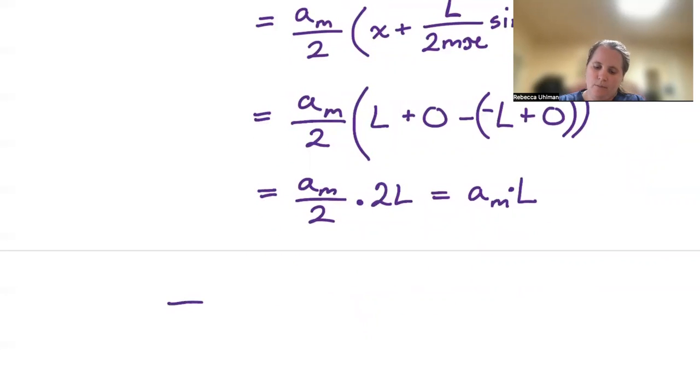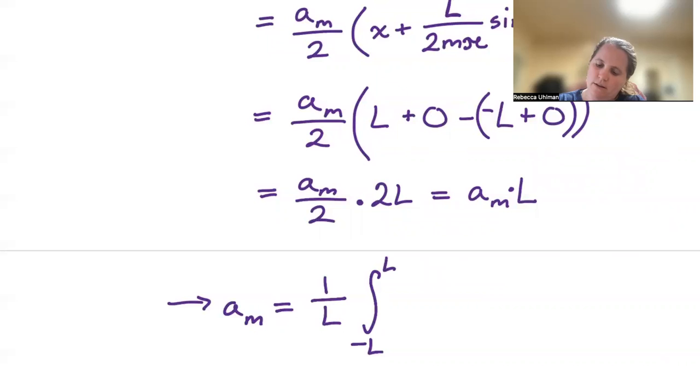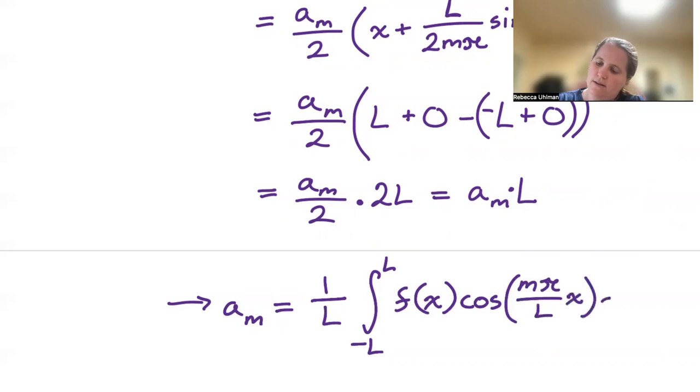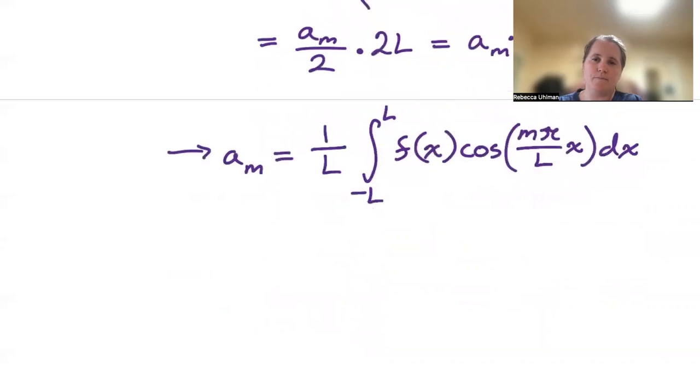Solving for a sub m, we wind up getting, therefore, that a sub m is equal to 1 over L times the definite integral from negative L to L, f of x cosine of m pi over L x dx. We can use a very similar logic for sine.